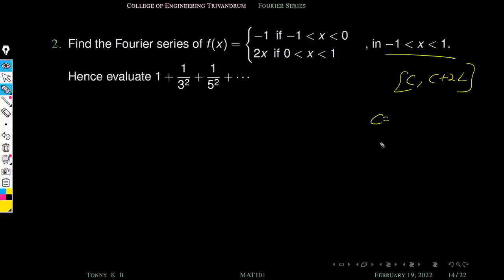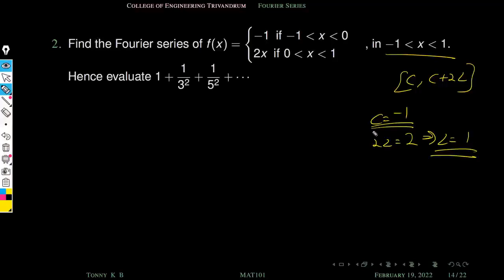So what is c and what is 2l? Yes, in this example, our c is the lower value, that is minus 1, and 2l is the length of this interval. What is the length of this interval? Yes, 1 minus minus 1, that is 2. So 2l equals 2. So what about L? L equals 1. So here c equals minus 1 and L equals 1.